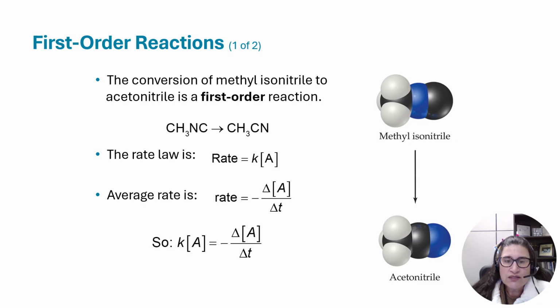Okay, so if we consider this reaction, the rate law, like we wrote in part one, was rate equals k times the concentration of the reactant. And then the average rate would be the change in concentration divided by time. So if we set those equal to each other, since they're both rate, we would get k times the concentration of A equals change in concentration divided by time.